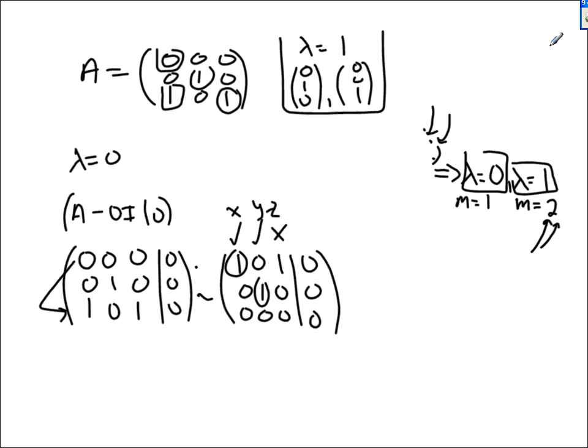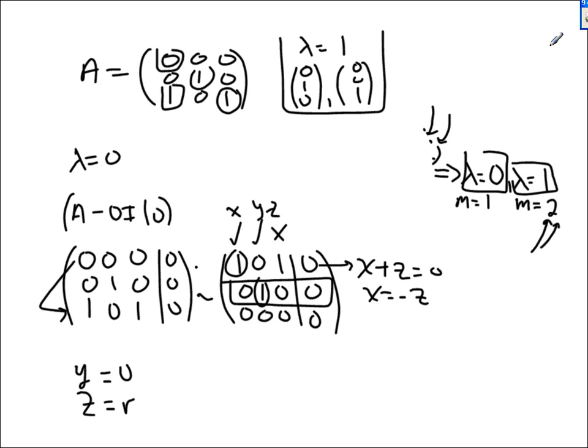So this tells me that z is equal to r. The middle row says 1y equals 0, or y equals 0. The first row tells me 1x plus 1z is 0, so x is negative z, but z is r. So x is negative z. This tells me that if r is 1, this tells me that X is negative 1, 0, 1.